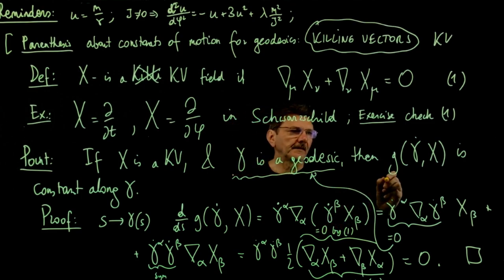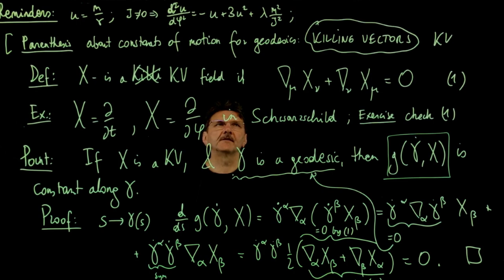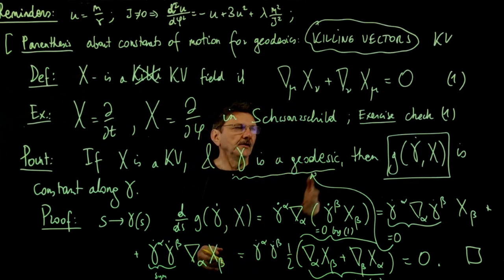So the scalar product for a Killing vector is constant along geodesics. I was trying to think whether it's going to be an easy exercise to check that. Well, let me just not do it. I mean, it is probably not very difficult, but good.